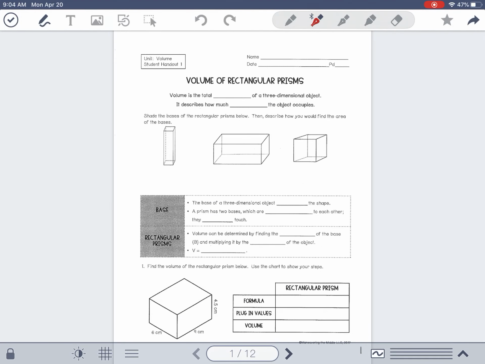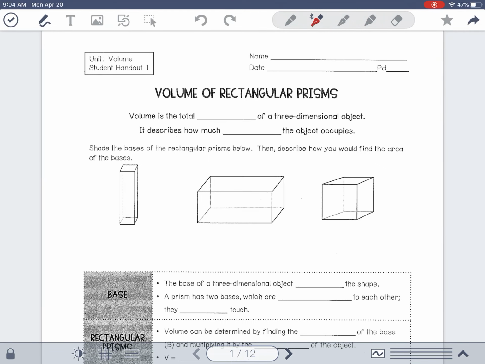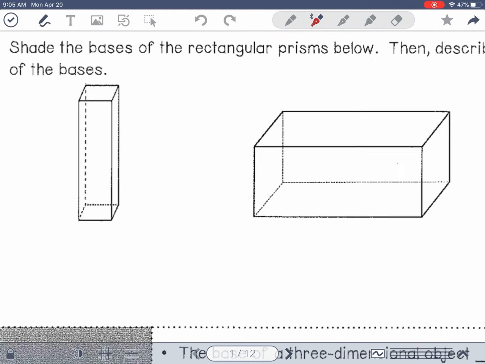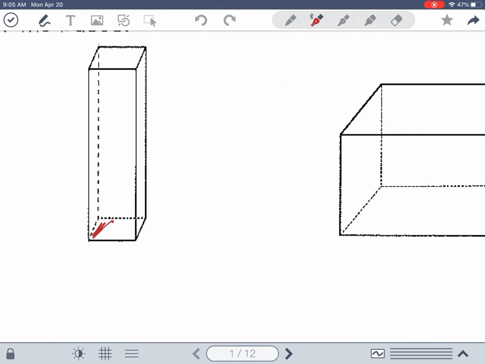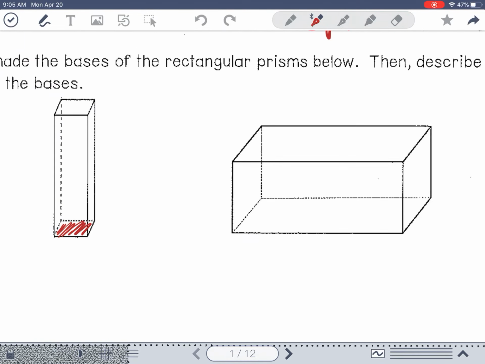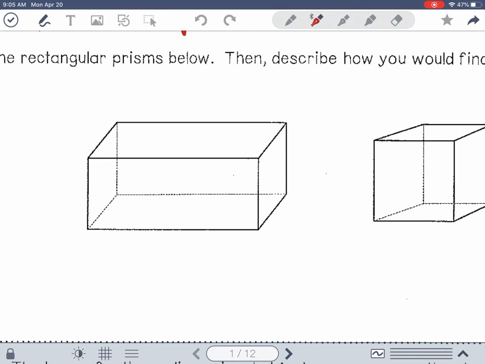When you look at the volume, we're going to start with rectangular prisms. The volume is the total capacity of a three-dimensional object. It describes how much space the object occupies. We're going to look at each one of these and see what the bases are. Here's the base of this three-dimensional object, and you can come over here and take a look at this one.